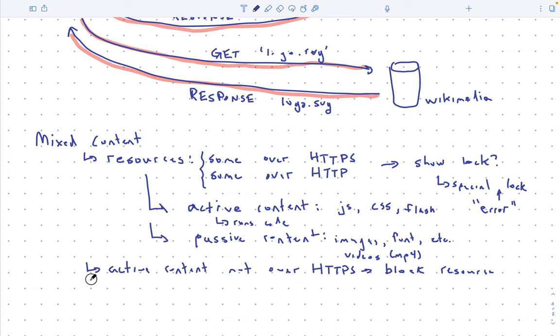Okay, and passive content we don't care about. So if passive content is not over HTTPS, we show the lock anyways. Okay, so we don't fail or anything like that.